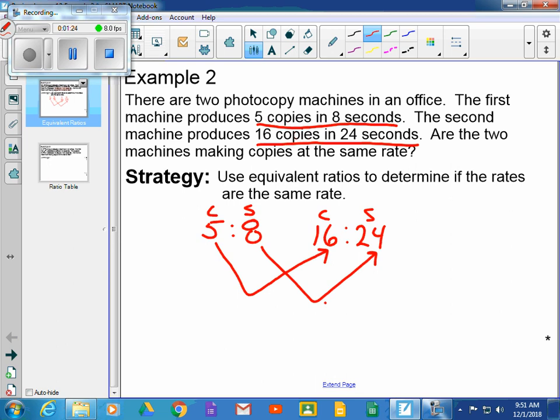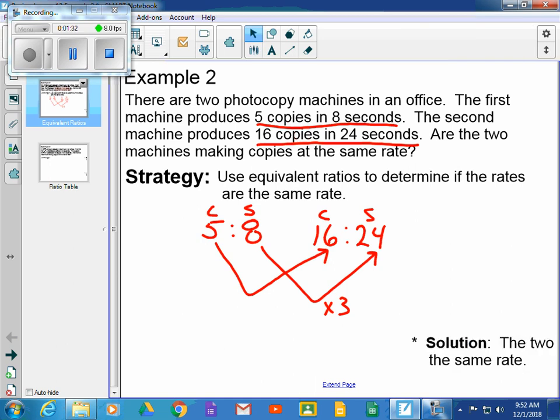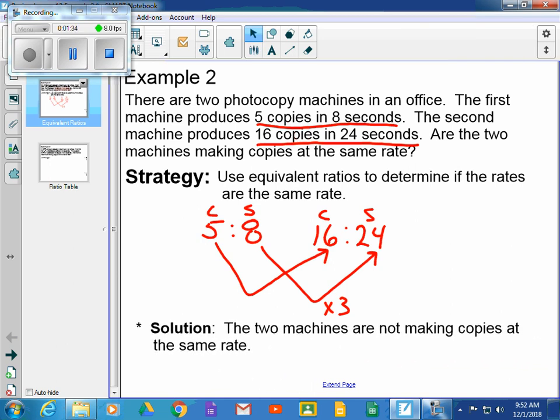Well, I know that 8 times 3 is 24. However, 5 times 3 does not give me 16. So therefore, we can conclude that these machines are not making copies at the same rate.